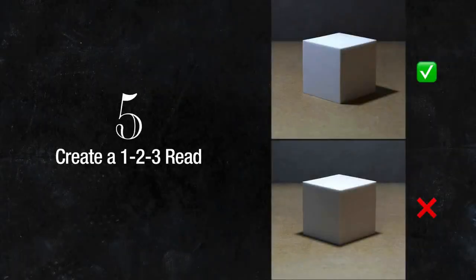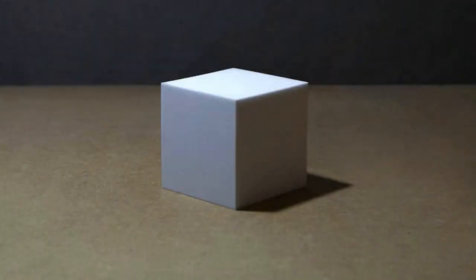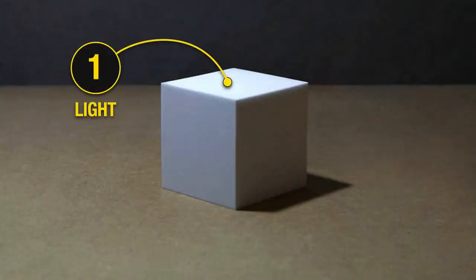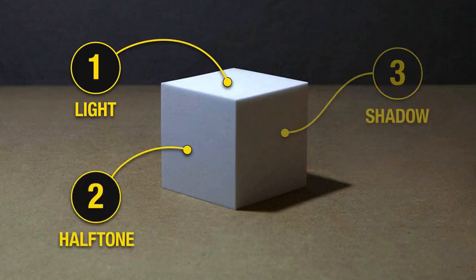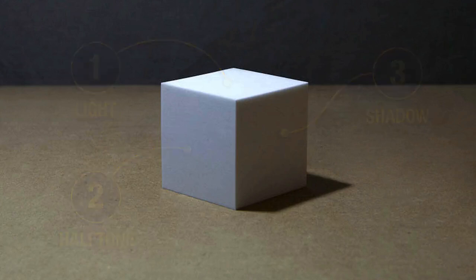Tool number 5 is to create a strong 1, 2, 3 read. 1, 2, and 3 refer to light, halftone, and shadow. Choose your light direction to make it easy to distinguish between the 3. This is called having a good 1, 2, 3 read.